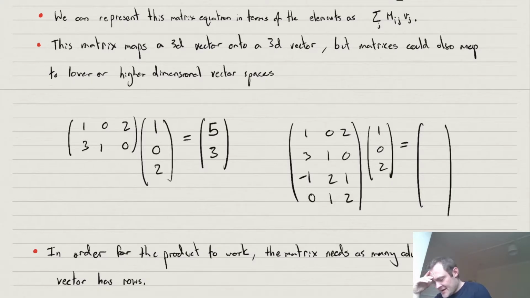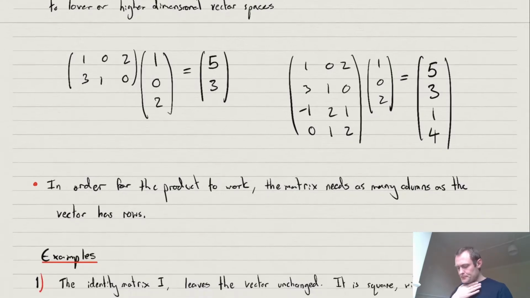We could instead have 4 rows, in which case we just carry on down. Those two elements are going to be the same as these ones because the top 2 rows are the same as that. Then we'll get minus 1 times 1, 2 times 0, 1 times 2. So that's minus 1 plus 2, so 1. And then 0 times 1, 1 times 0, 2 times 2, so 4 in the bottom. So in that case, we get a 4-dimensional vector out.